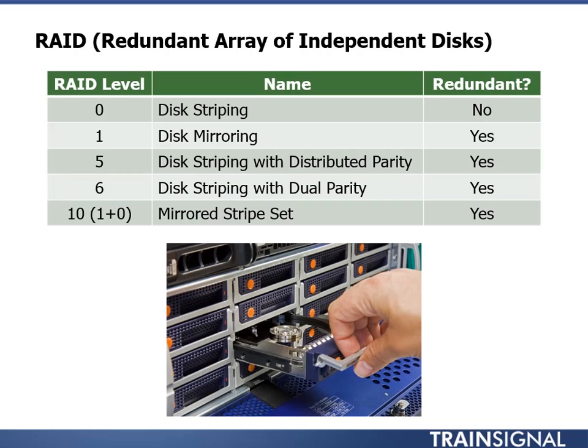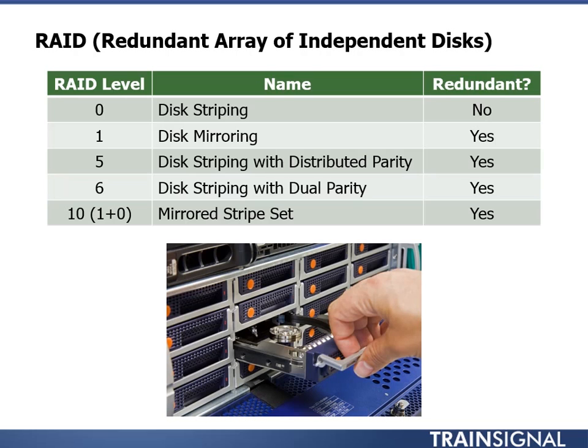RAID level 1 is disk mirroring, and it's the simplest of all RAIDs. You just have two drives that have an exact copy of the same data. Every time the computer writes to one drive, it writes to the other drive. That way the second drive always has an exact copy. If the first drive fails, the computer just picks up where it left off with the other drive. RAID level 1 can improve read performance because it can read from both drives simultaneously and overcome that performance bottleneck that can be a single drive.